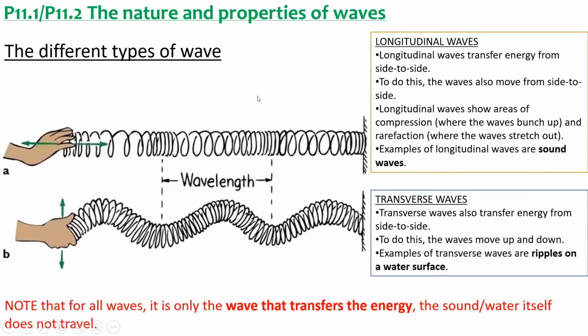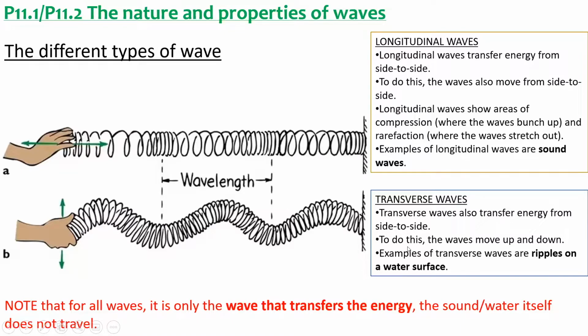Let's look at longitudinal waves, their nature and properties. Sound is a type of longitudinal wave. Longitudinal waves transfer energy back and forth, as if you pushed a slinky spring. They show areas of compression, where the waves are bunched up, and rarefaction, where the waves stretch out. Examples of longitudinal waves are sound waves.